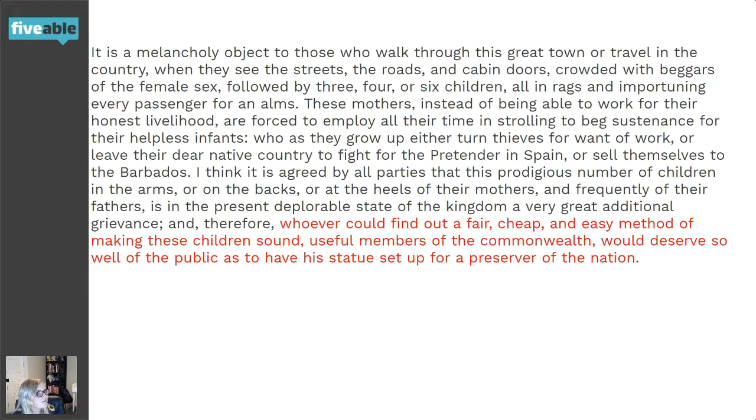And therefore, whoever could find out a fair, cheap, and easy method of making these children sound, useful members of the Commonwealth would deserve so well of the public as to have his statue set up for a preserver of the nation.